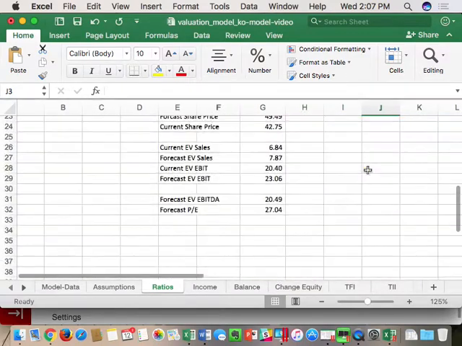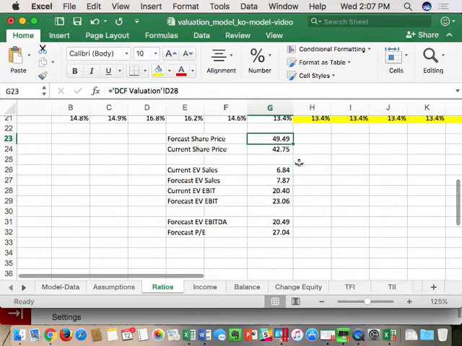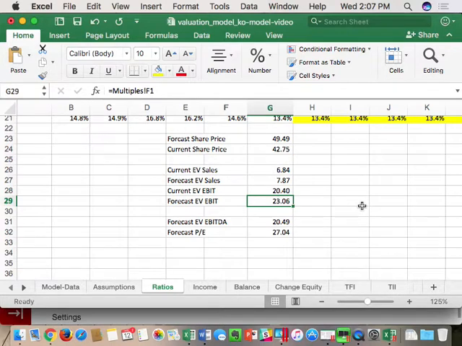What that would mean is that would be a $49.49 stock price. And that would mean that they would trade at 23 times EBIT versus 20, and 27 PE, and they would trade at 20.49 times EBITDA.